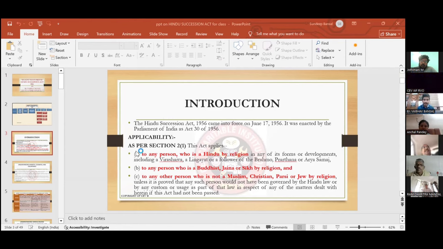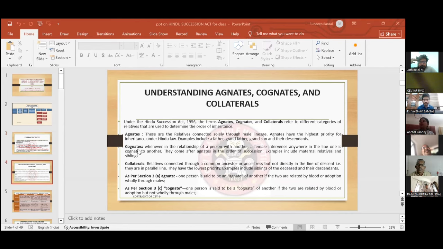The applicability, as per Section 2(1), is that this act applies to any person who is a Hindu by religion; next, to any person who is a Buddhist, Jain, or Sikh by religion; and lastly, to any other person who is not a Muslim, Christian, Parsi, or Jew by religion. So this was the applicability, and now we will discuss the very important terms related to this act, which are generally asked in examinations and are also important for professional life.